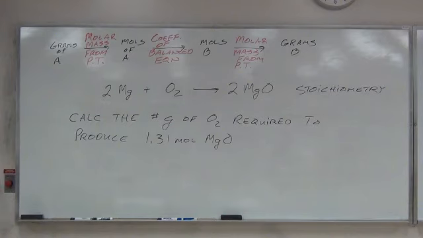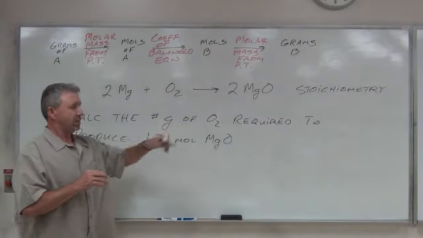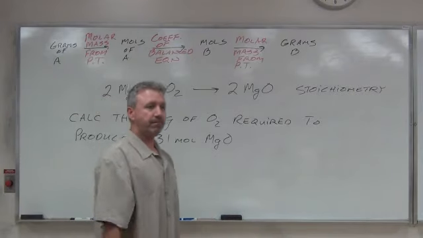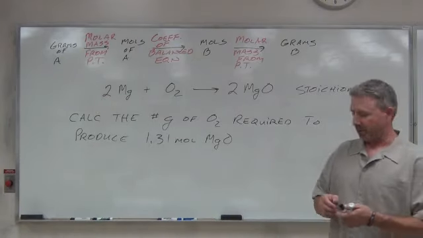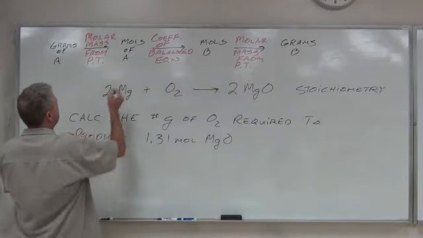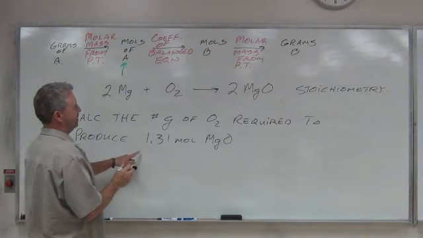Calculate the number of grams of O2 required to produce 1.31 mole of magnesium oxide. We're going to assume that the magnesium is in excess, so the O2 is the one that's going to run out first. Want to know the number of grams? It's all the same equation. So where are we now? What were we given? What were we asked for?